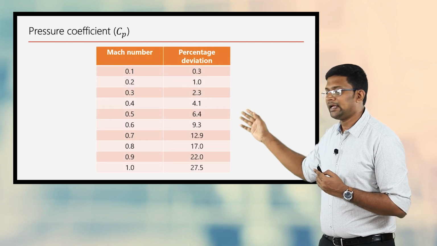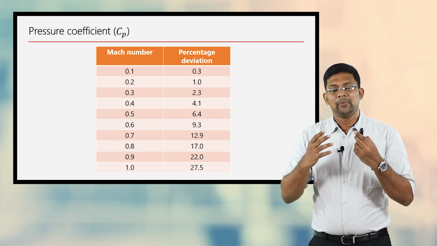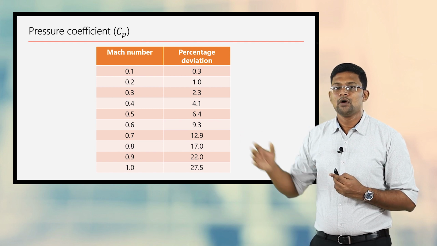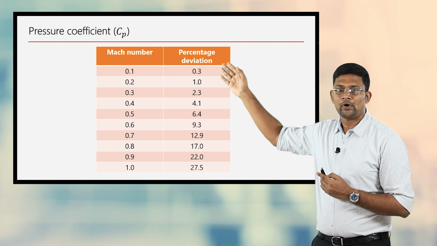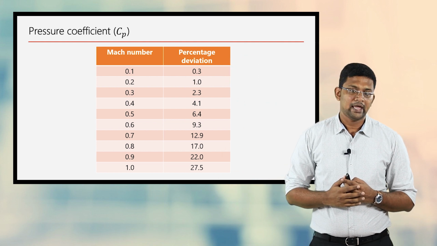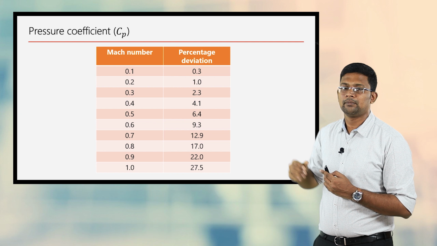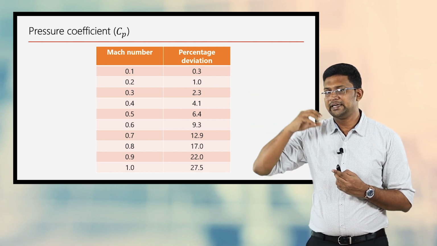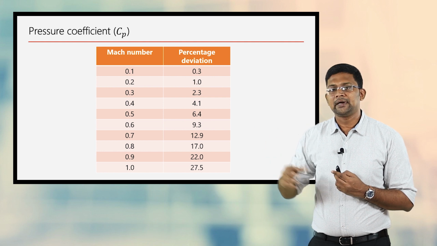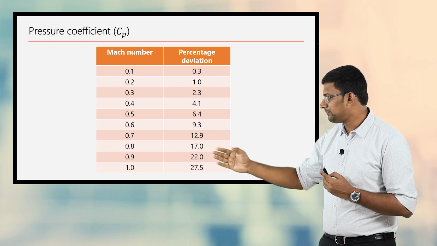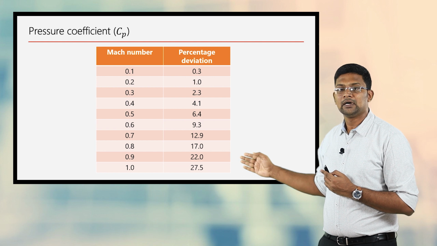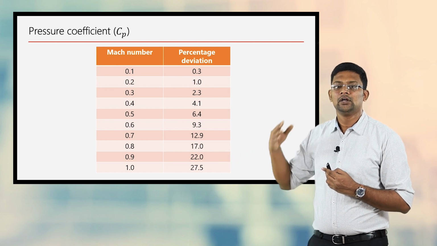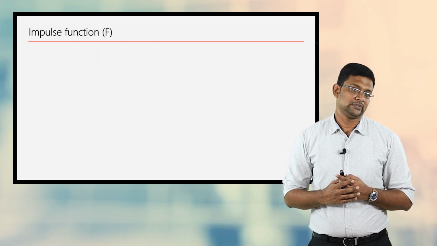I have just shown a graph to illustrate the percentage deviation of the pressure for different Mach numbers from 0.1 to 1.0. As we know, for lower Mach numbers like 0.1, 0.2, 0.3, etc., the percentage deviation of pressure is negligibly small. But as the Mach number increases, when it is 1, you can see the percentage deviation is much higher, and it is equal to 27.5%.